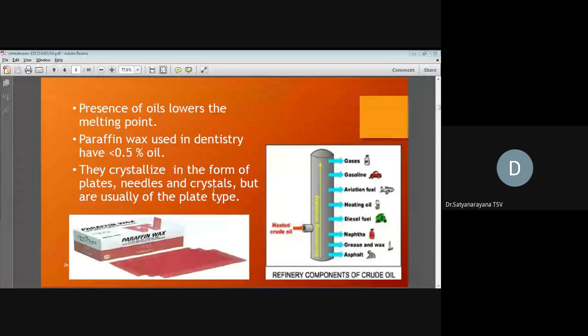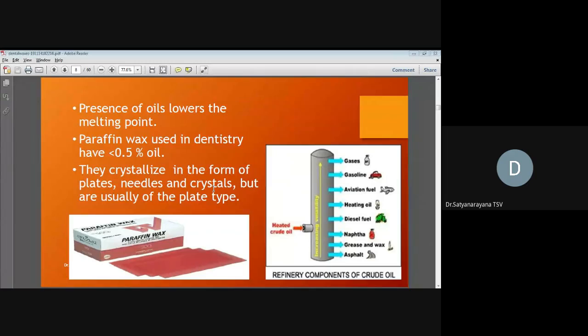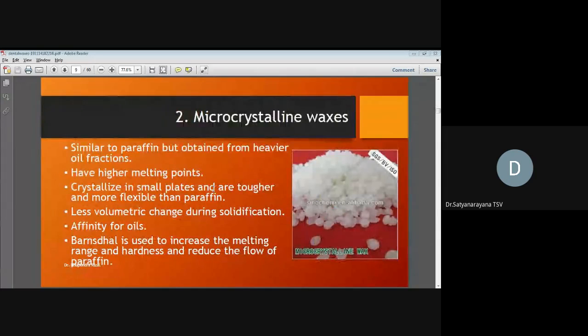It usually has a percentage of oil which is lesser than 0.5%. They crystallize in the form of plates, needles, and crystals, but are usually of the microcrystalline type. Okay. Microcrystalline waxes are similar to your paraffin, but obtained from heavier oil fractions, have higher melting points, crystallize in small particles, and are tougher and more flexible than paraffin.